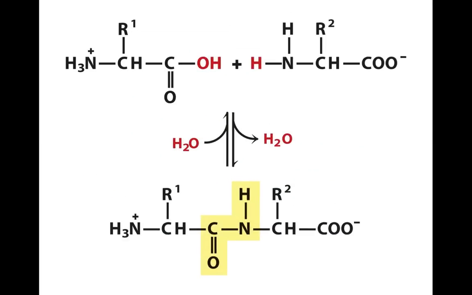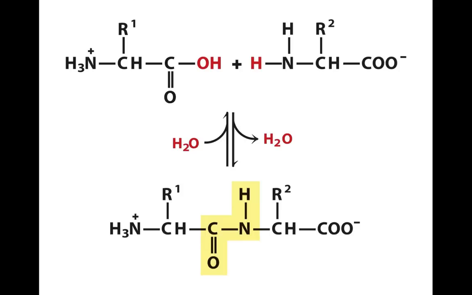If you look here, you have 2 amino acids, and basically what will happen is that the carboxyl group of one amino acid is going to react with the amino group of another amino acid, and they're going to lose a water molecule because going this way, it's a condensation reaction. And when the condensation reaction takes place, you form this here, which is called a peptide bond.